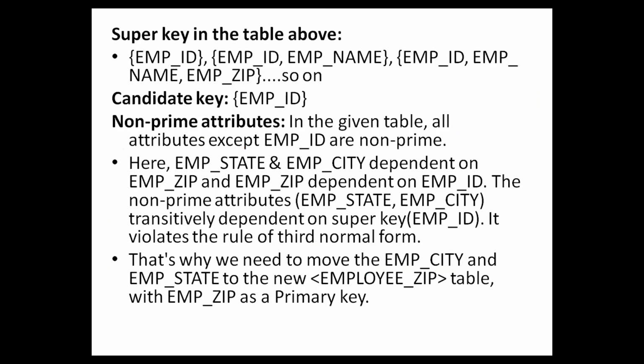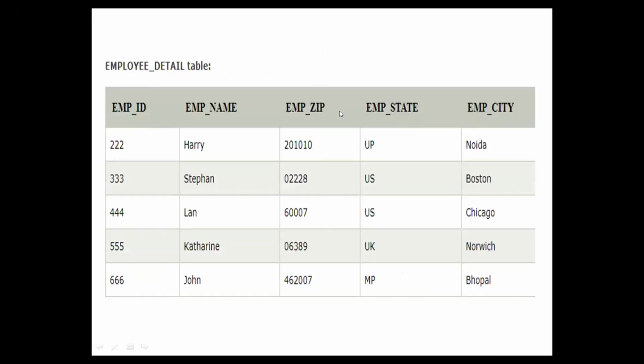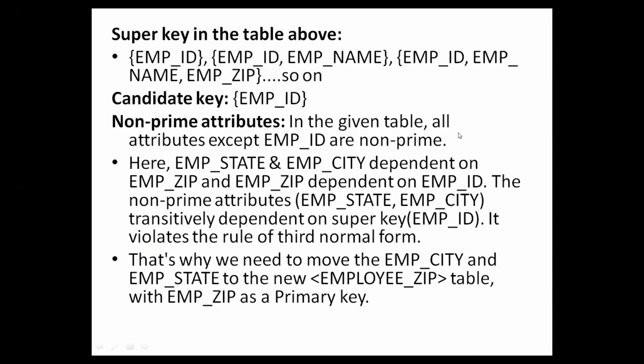A candidate key again uniquely identifies, but there can be more than one candidate key in a table. So I am taking employee ID to be one candidate key, and then employee ID is a super key, and all your other attributes are dependent on your employee ID. So employee ID and employee name can be one pair, employee ID, employee name, and employee zip can be one pair, and the next pair can be employee ID, employee name, employee zip, and employee state, and employee ID, employee name, employee zip, employee state, and employee city can be one pair.